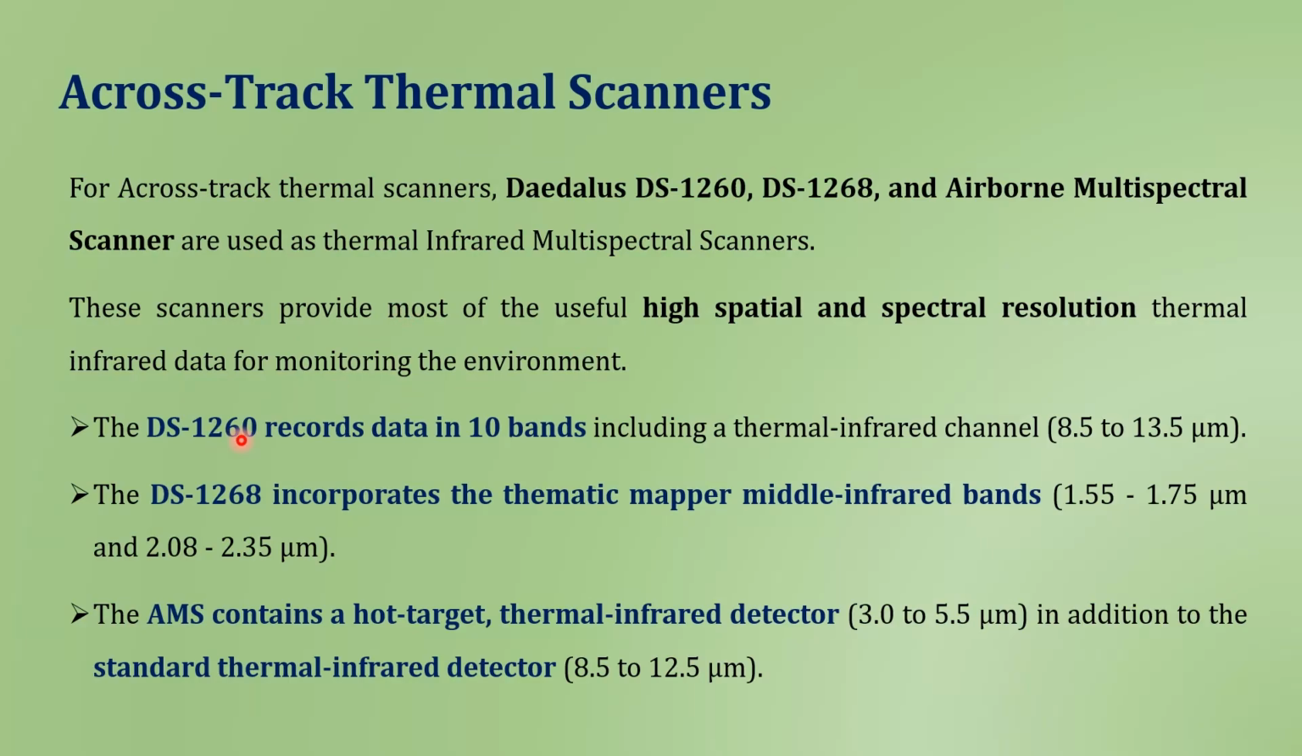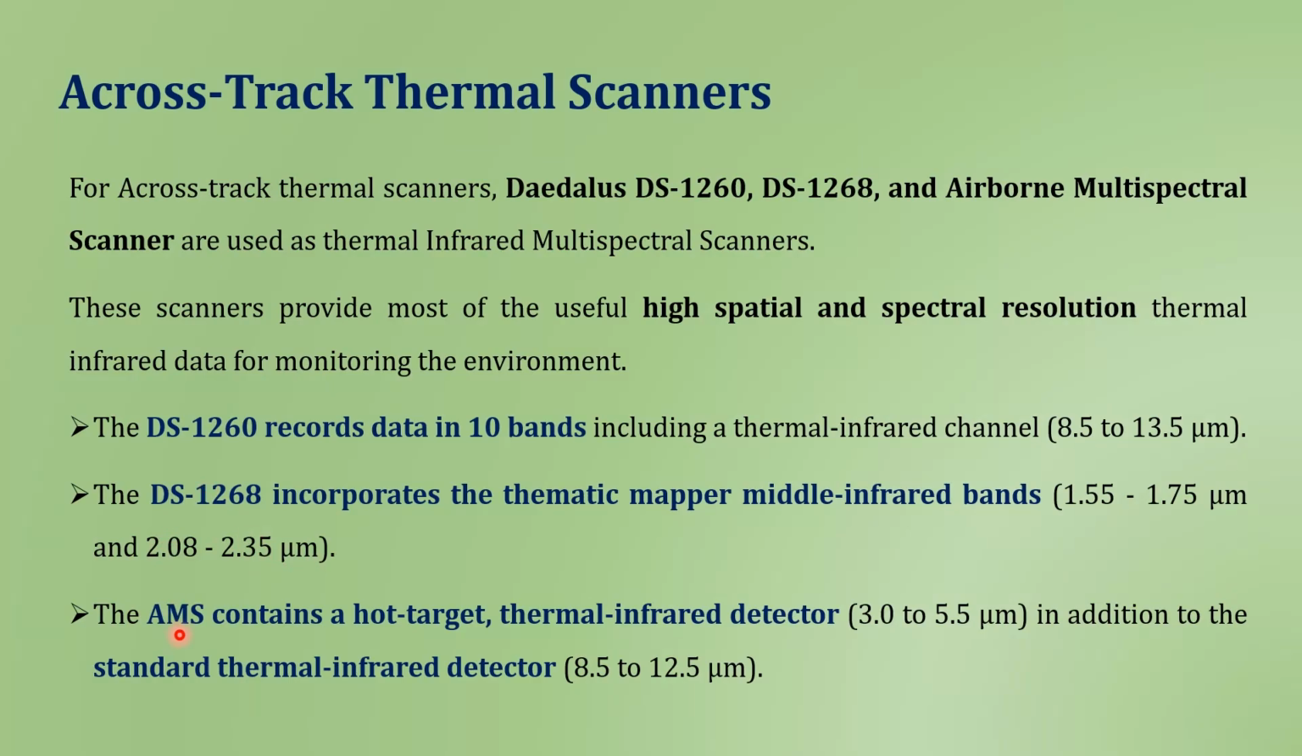This DS1260 records the data in 10 bands including a thermal infrared channel from 8.5 to 13.5 micrometer. This DS1268 incorporates the thematic mapper middle infrared bands. So here we have two ranges: 1.55 to 1.75 micrometer and 2.08 to 2.35 micrometer.